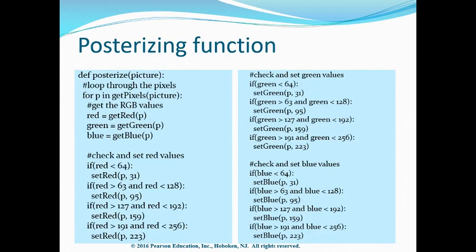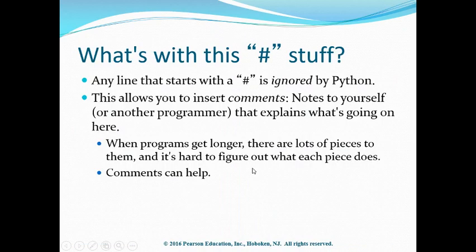So as you can see here, there's a ton of ifs. If red is less than 64, if it's greater than 63 and less than 128, yada, yada, yada. And that's how we do a posterization.